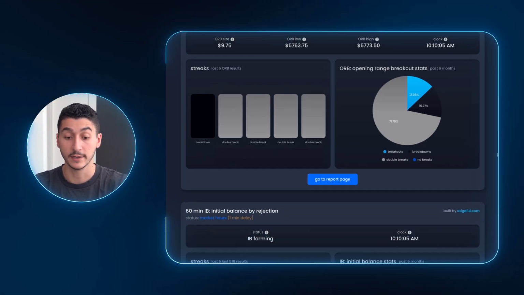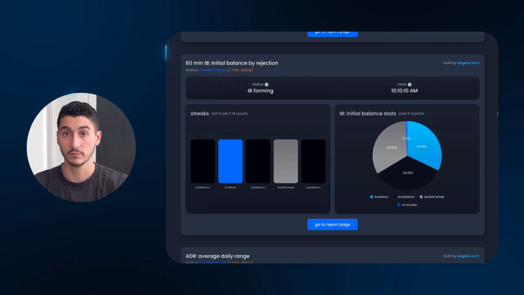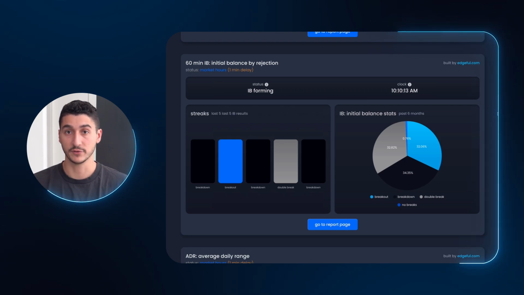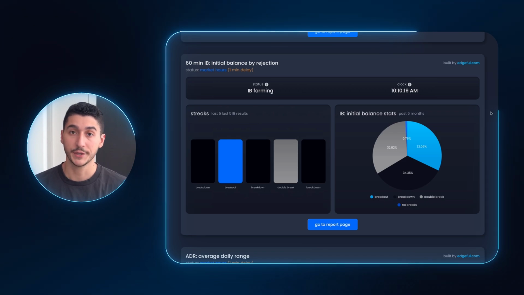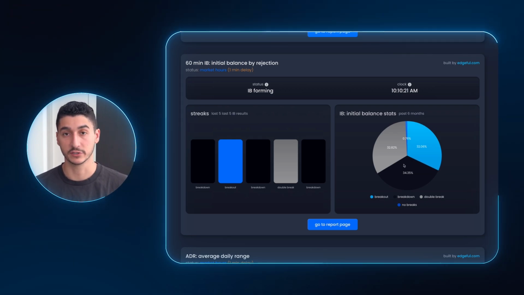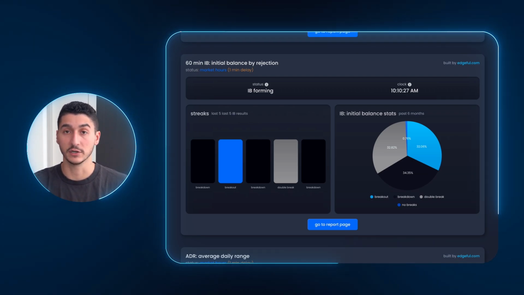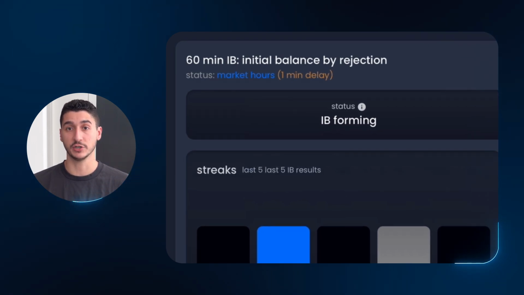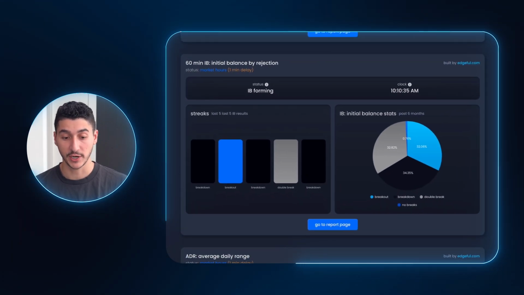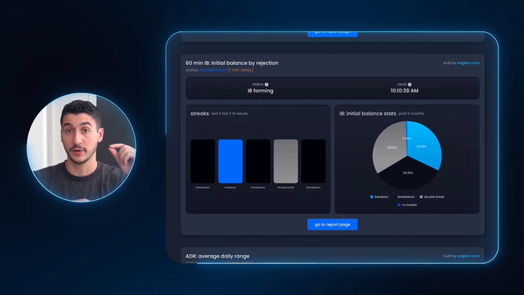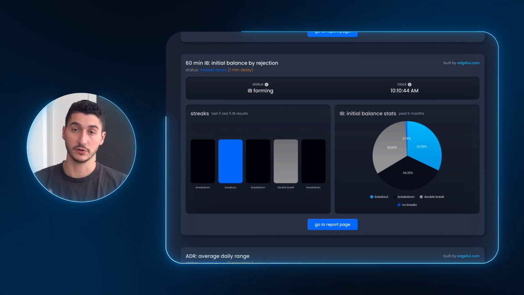Then the initial balance. This one takes the first hour of the market open to actually form. So it is a little bit more delayed, in terms of you'd have to wait that first hour. But the initial balance will tell you where your levels are and what the probabilities of price breaking out of either side are. Now, what's important is that the version that we have is the by rejection version, which is a sub-report of the initial balance report. And it checks, based on which side of the initial balance forms first, what is the likelihood of price breaking out of a certain direction of that initial balance.